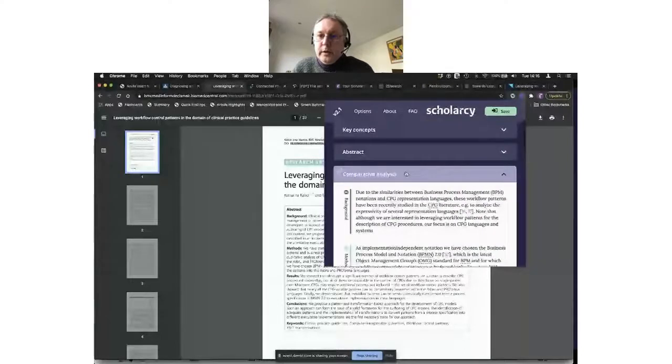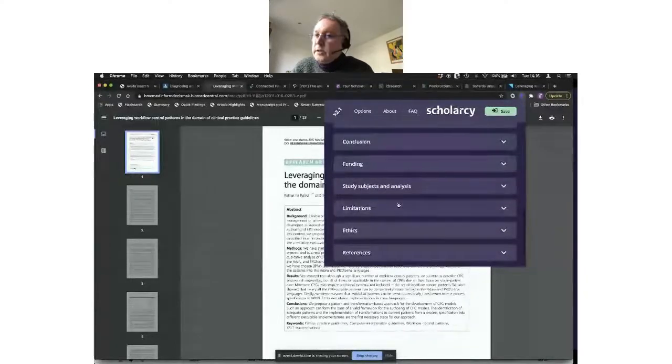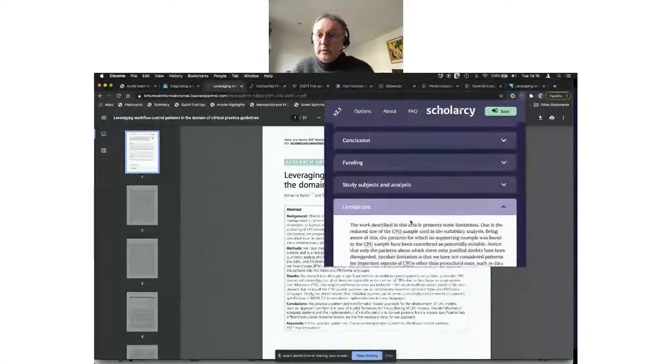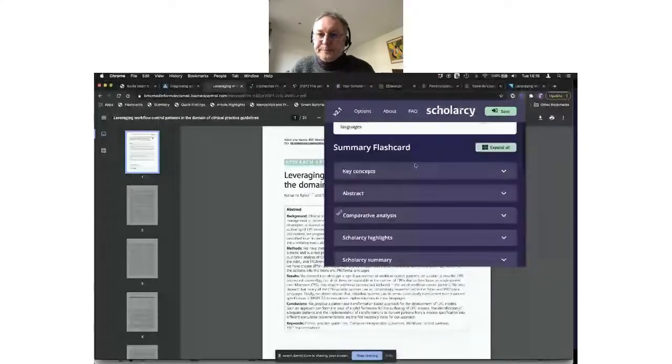So that's great. The other thing this paper does, according to our summary flashcard, is consider its own limitations, which is great. We have a little section here, and we can see that this study was done by computer scientists and not by clinicians. So they were using their technical expertise to model these clinical situations, but they didn't verify it with actual doctors. So that is a limitation of the paper.